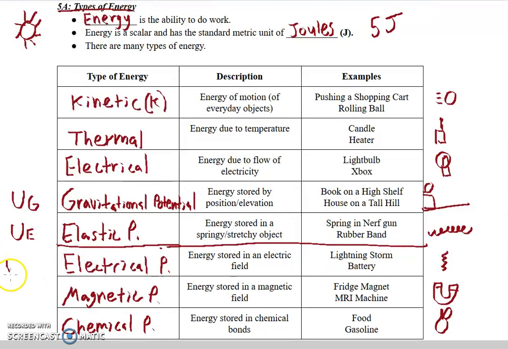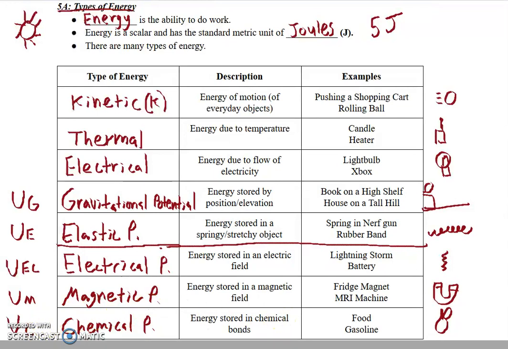And then electrical potential, I'm going to say UEC for electrical potential. And then UM for magnetic potential, and then UC for chemical potential. So those are all the abbreviations. Those are the types of energy. There are more technically, but these are the ones that we are going to look at. And again, most of them are types of potential energy, or energy that can be stored. So let's go to the next section.